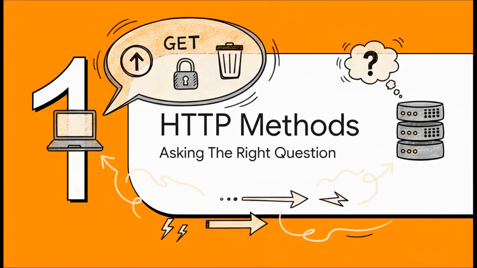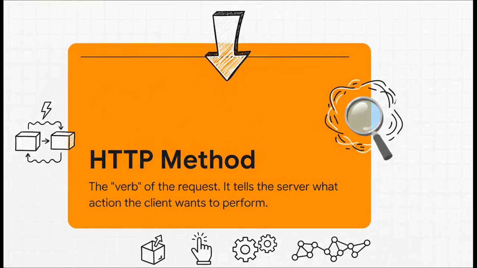Asking the right question, HTTP methods. Okay. So the client has to kick off this conversation, but how does it tell the server what it actually wants to do? It can't just be vague. It's got to be super clear about its intentions. And the way it does that is with something called an HTTP method.